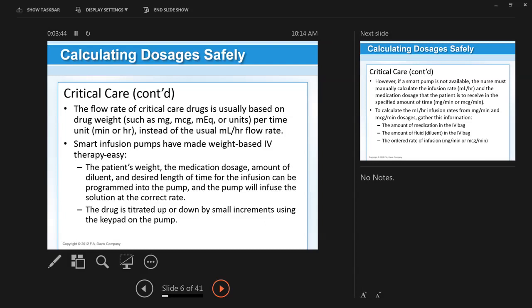Well, in some facilities, we will see smart pumps used, and so that means that you may just be able to put in the client's weight in kilograms. You would put in what the doctor has ordered. You would put in what your volume of solution is, and then how long you want the solution to be infused over. And so there are some pumps that will calculate this rate for you.